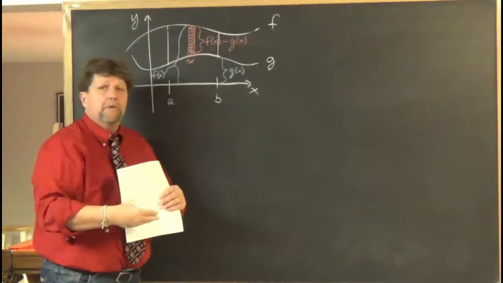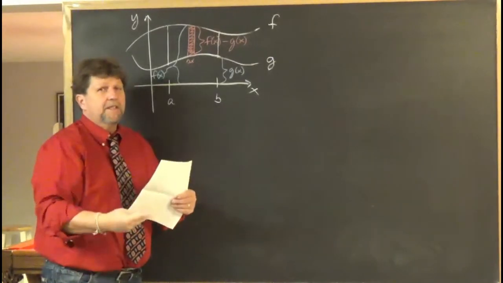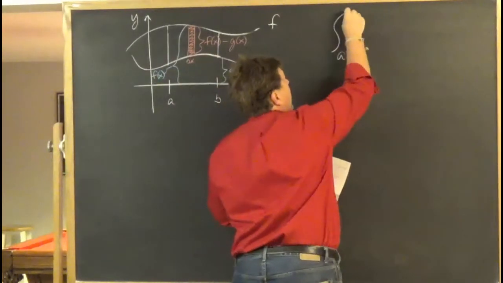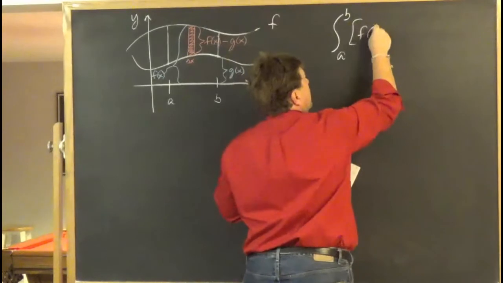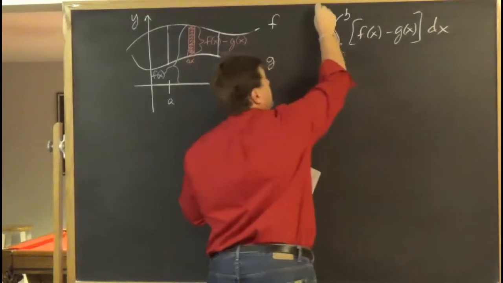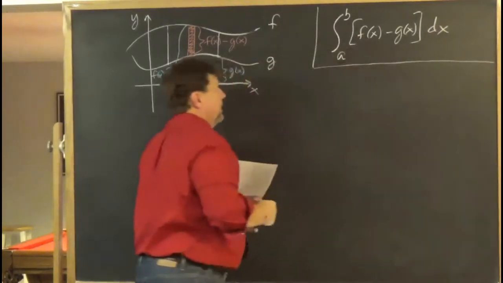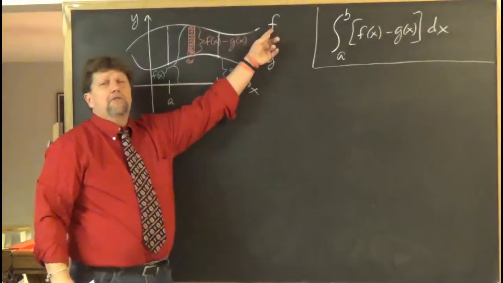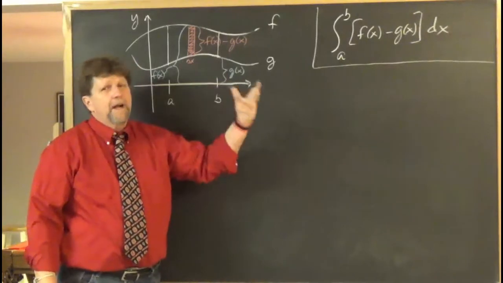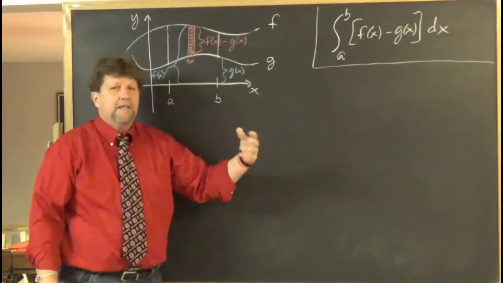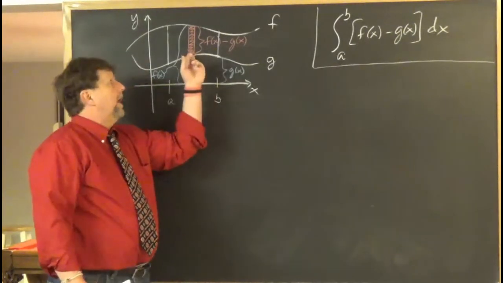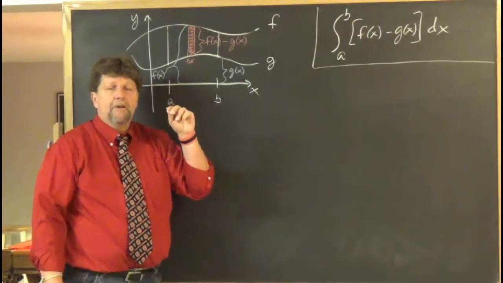Add up all the rectangles that would be in that region. Take the limit of a sum. That's our definite integral. So it's the integral from a to b, f of x minus g of x dx. So now, of course, if this were called g and this were called f, everything would be reversed. So rather than writing down a different looking formula or process, let's look at the relative positions of function f and g in relation to this representative rectangle.